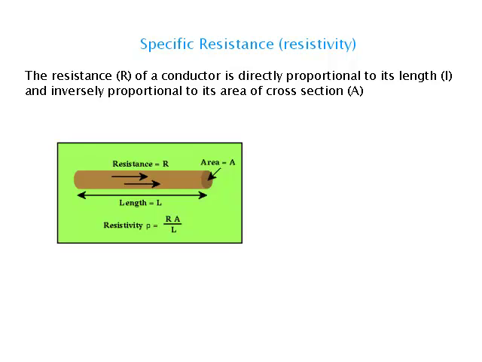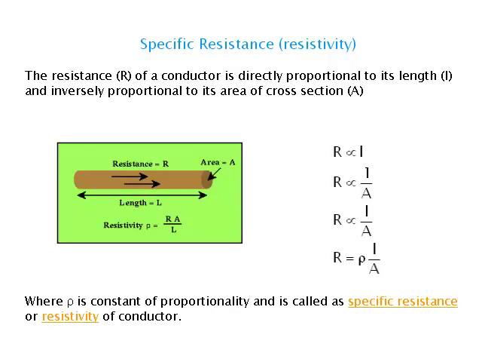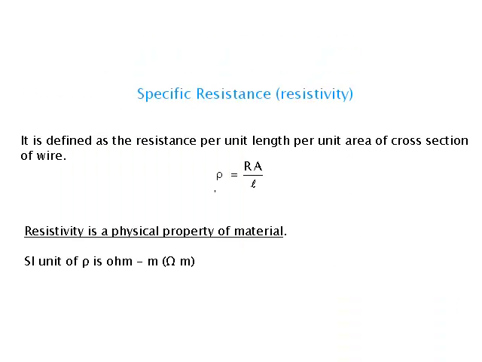Specific resistance, that is resistivity. The resistance R of a conductor is directly proportional to its length L and is inversely proportional to its area of cross section A. Hence, R is proportional to L and R is proportional to 1 upon A, that is R proportional to L upon A, or R equal to rho L upon A, where rho is constant of proportionality and is called specific resistance or resistivity of the conductor. Rho equal to RA upon L. SI unit of rho is ohm meters.